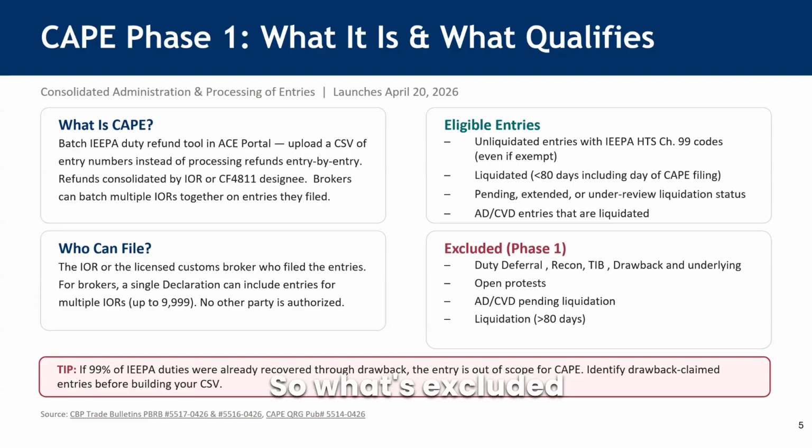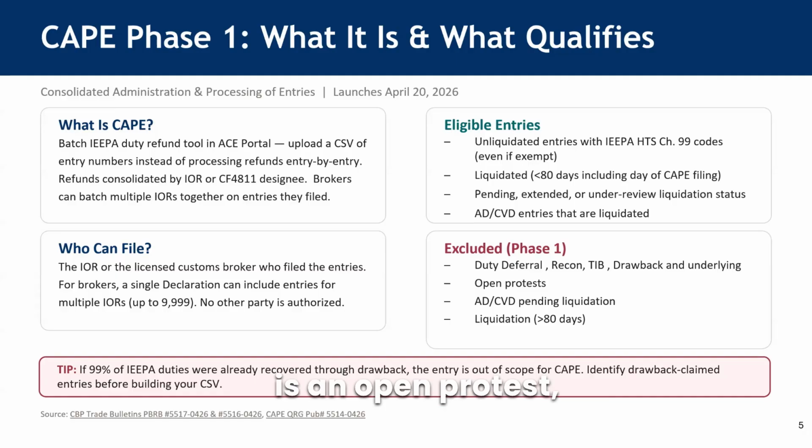So what's excluded? And that's not excluded permanently, that's just excluded from phase one, right? There's going to be future phases. Any entry that's a duty deferral entry type, reconciliation, temporary import bond, drawback, as well as the underlying entries. So Recon has the type 09, but it also has the underlying entries. Drawback has its type 40 something, but it also has the underlying entries. So those are all the types of entries that need to be excluded.